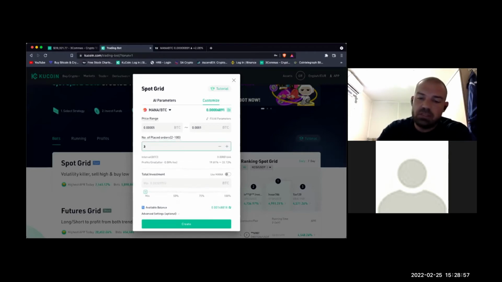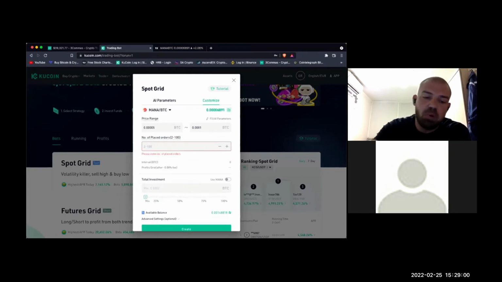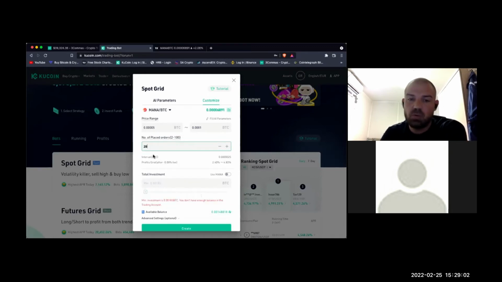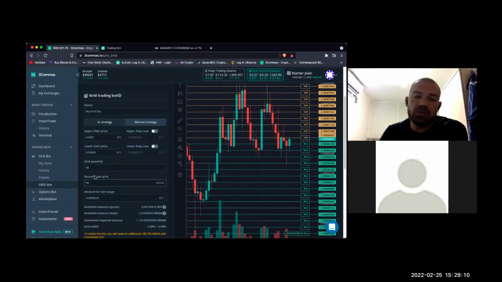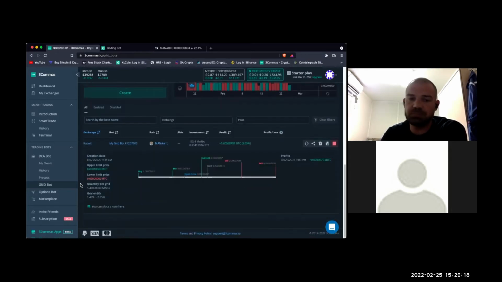So automatically, the bot will then take whatever you invest divided by the grids. So that will give you the quantity per grid, whereas with 3commas, you can choose your quantity per grid. And if your wallet balance allows it, you can carry on and start the bot.